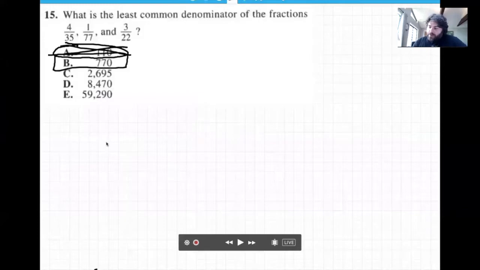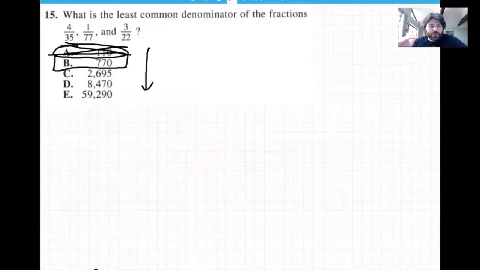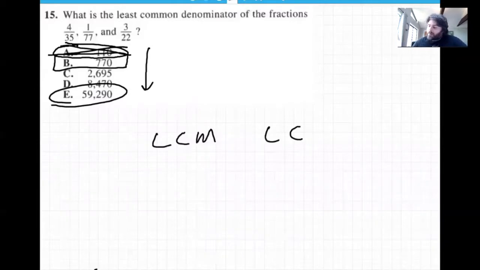So answer choice B. Now, it's real important that you start with the smallest number and work your way up, because E probably works. You might try that and it divides into 35 and 77 and 22, but it doesn't mean it's the least common multiple. And remember, least common multiple and least common denominator are actually kind of the same thing, because it's the smallest number that is divisible by both. So don't start with the big number here, work your way up from the bottom.